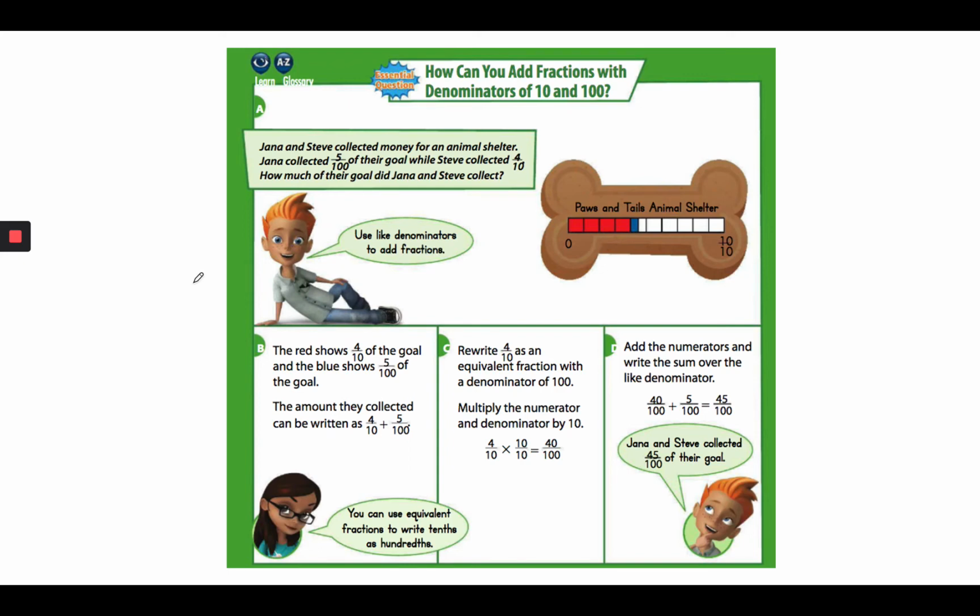So here's another way. Instead of drawing it out and things like that, you can change these things so the denominators are the same. So here we have 4/10ths and 5/100ths. So the amount collected was 4/10ths and 5/100ths, so they're going to add it. But we know that we can make equivalent fractions. So here we write 4/10ths as an equivalent fraction with a denominator of 100. How can we get from 10 to 100? Well, times 10, and whatever you do to the top, you do to the bottom. So now we have 40 hundredths plus 5/100ths equals 45 hundredths.